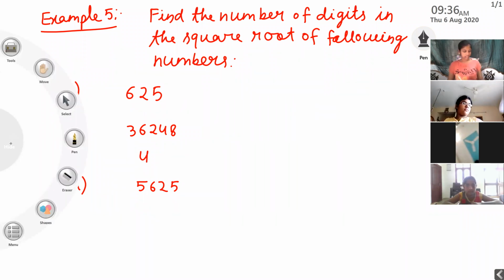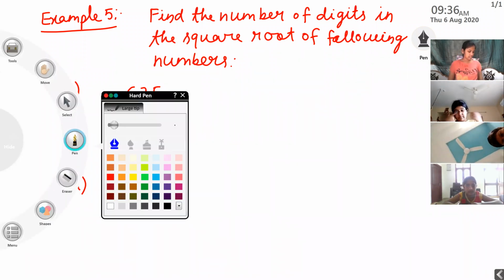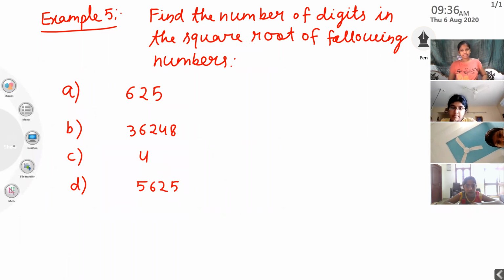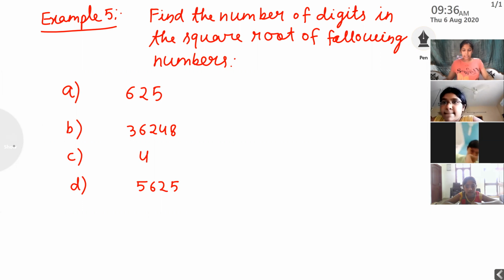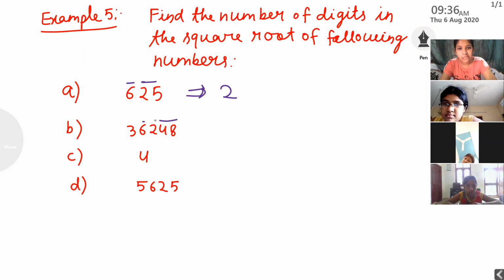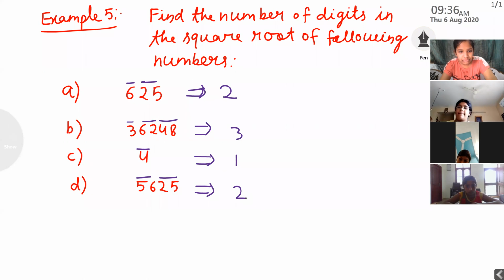Now I want to find out how many digits are there in the given number. Firstly, I want to make pairs from the right side. One pair, one single: number of digits is 2. One pair, 2, 3. Number of digits is 3. Only one pair, number of digits is 1. 1, 2. Number of digits is 2. Very easy question, students.